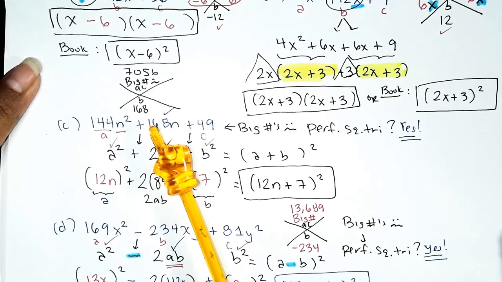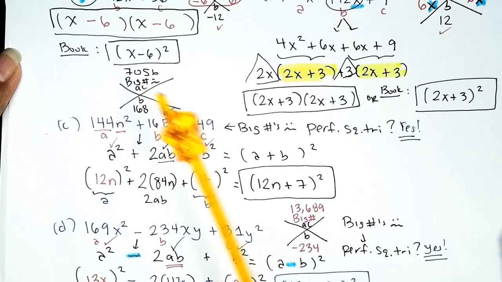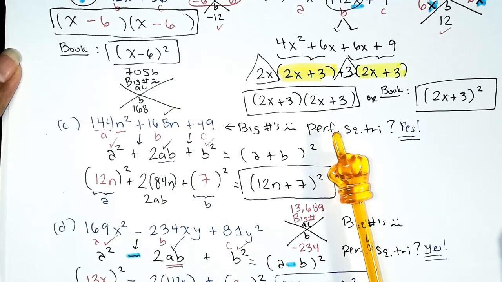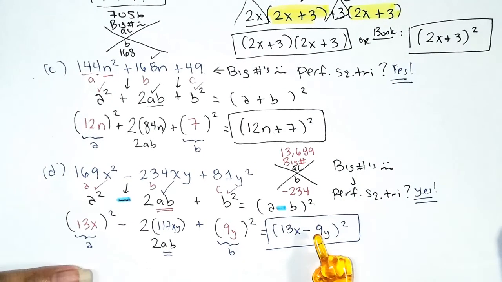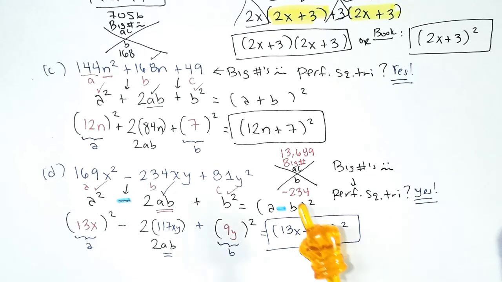Trinomial. Oh my goodness, big numbers? Let's go straight to perfect square trinomial. Maybe it is, maybe it isn't, but at least I tried. So to me, when I have a trinomial, my first reaction is not to check to see if it's a perfect square trinomial. I handle it however I can. If the numbers are big, then that's when I check to see if it's a perfect square trinomial.